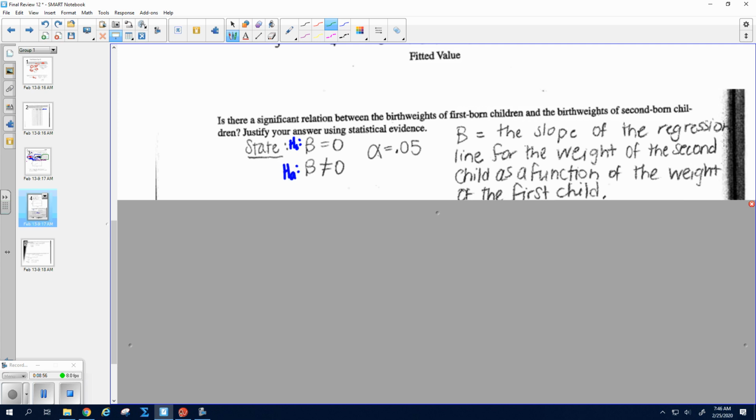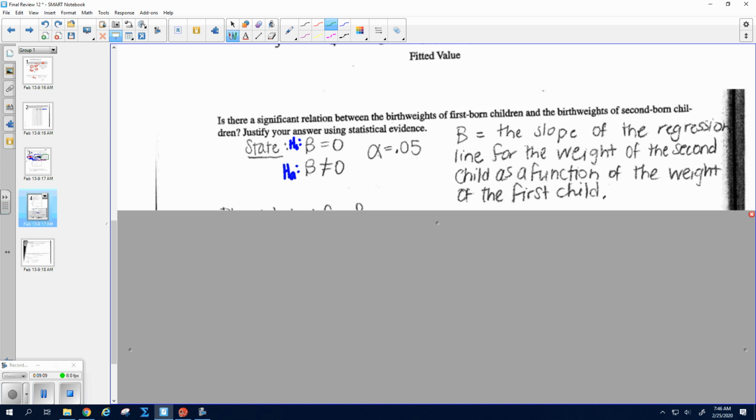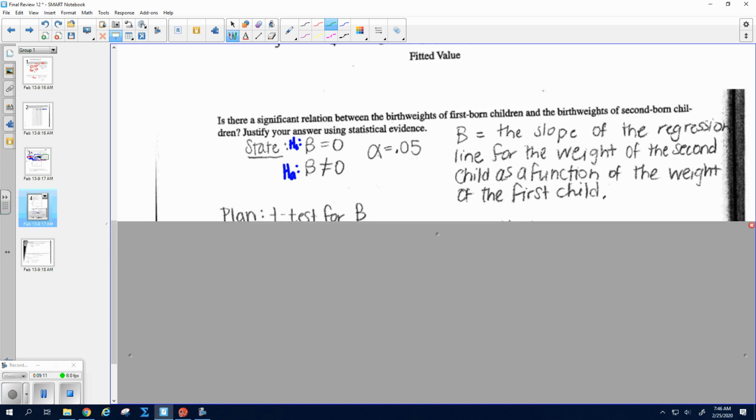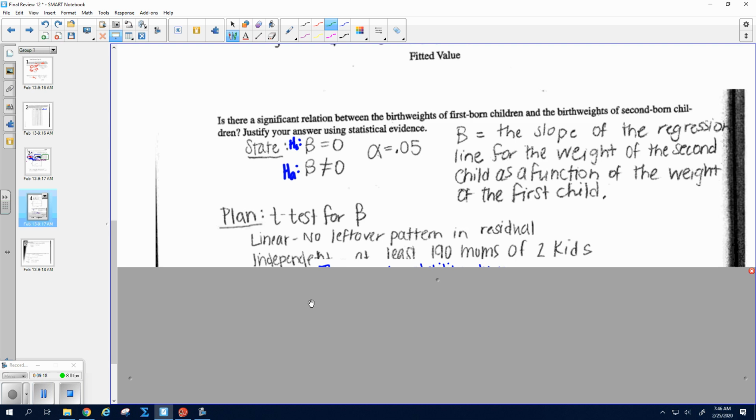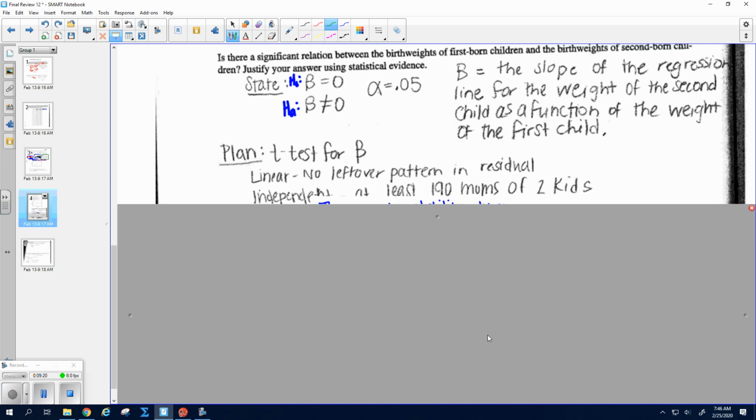So your null hypothesis would be that B, capital B, your slope is 0, so there's really no relationship. Your alternate is just that there is a relationship. We're not saying positive or negative on this one. Where B is the slope of the regression line for the weight of the second child as a function of the weight of the first child. This is called a t-test for beta, or slope.